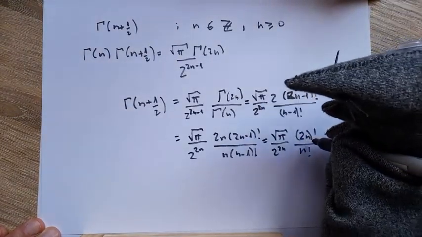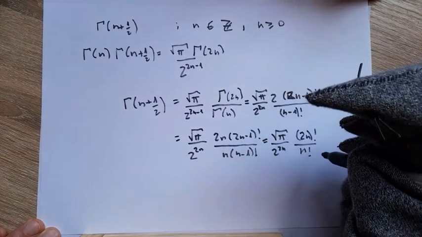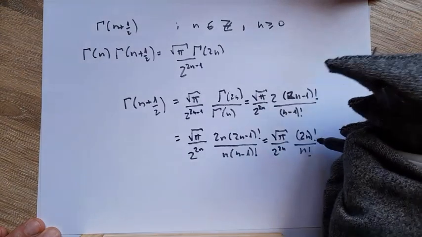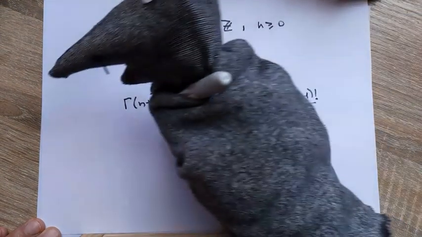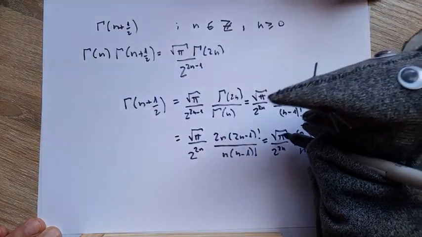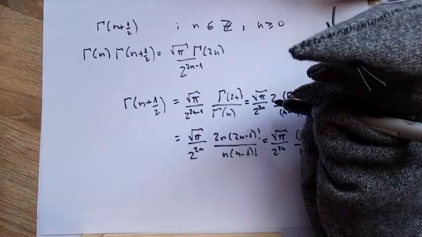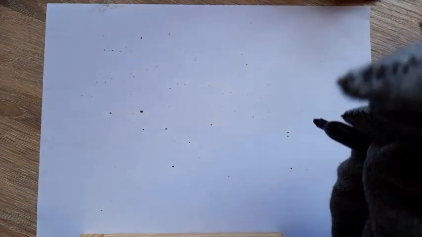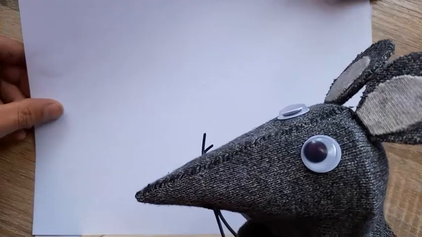So, and this formula now is valid for n equals 0. Yeah? So we can check that if we replace n equals 0, we get gamma of 1/2 equal the square root of pi. Yeah? So we are good. Now we will replace this formula in our original integral.